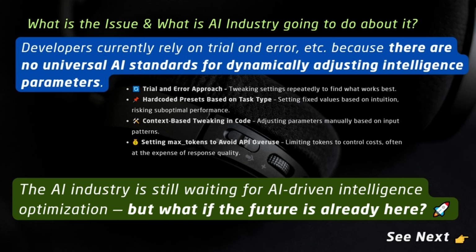For businesses, this means increased API costs, inconsistent AI behavior, and wasted development time. Without automation, this problem only gets worse. Despite advancements in AI, the industry still lacks a dynamic, automated way to optimize intelligence properties. But what if the future is already here?